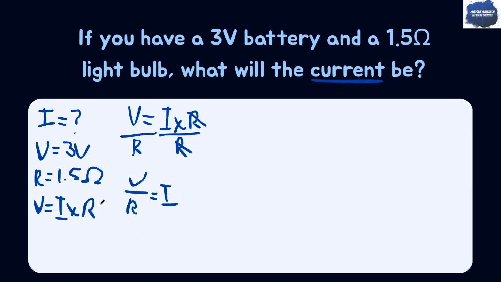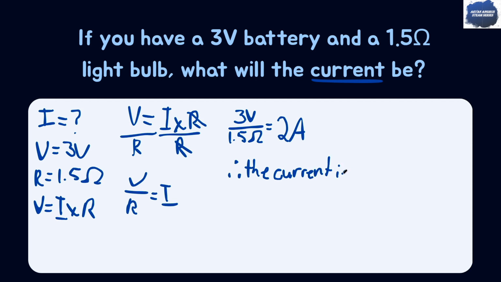So now we just tweak the formula so we can find current. Now all we need to do is plug in the values. 3 volts divided by 1.5 ohms equals 2 amps. There, that wasn't that hard. So now we have to write, therefore, the current is 2 amps. There we go.